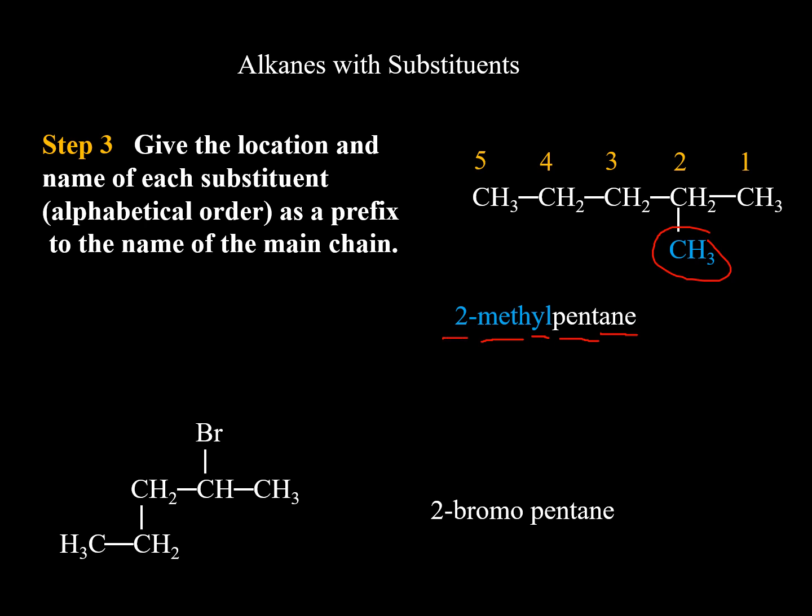The next example here is 2-bromopentane, the longest chain. And let's number it for you. 1, 2, 3, 4, 5, and there's a branch here, bromine, we'll talk later. Anytime there's a halogen, we change the ending to o. So chlorine will go to chloro, iodine will go to iodo. So 2-bromopentane.